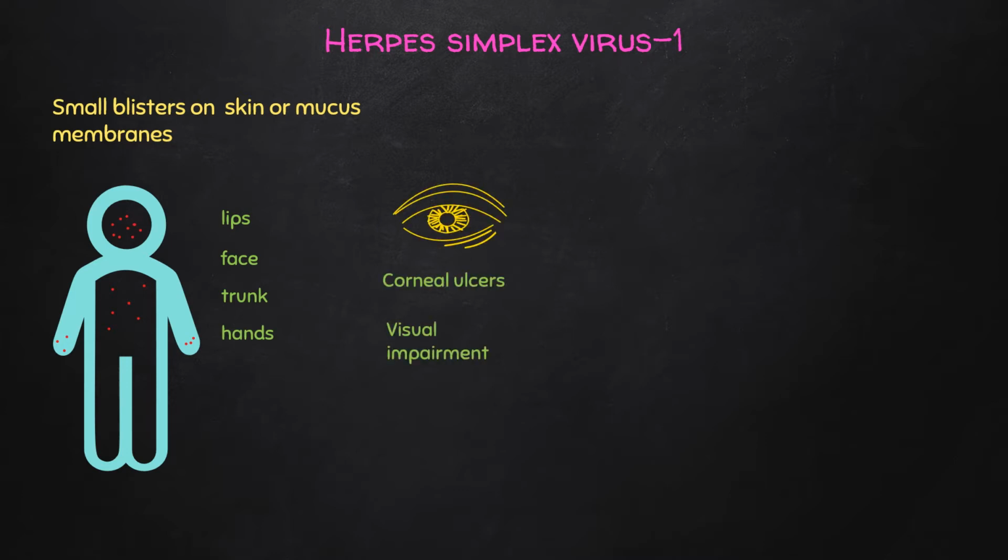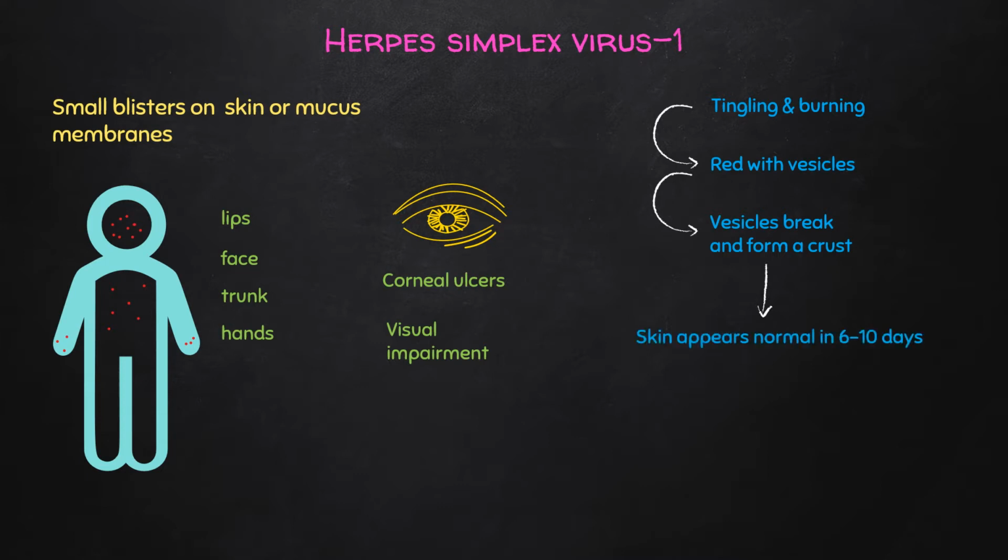The occurrence of a lesion is heralded by tingling and burning in the skin area, which becomes red and covered with vesicles. These vesicles break and form a crust, and the skin appears normal within 6 to 10 days after the onset of the lesion, unless there has been secondary infection. Healing normally takes place within 14 days.